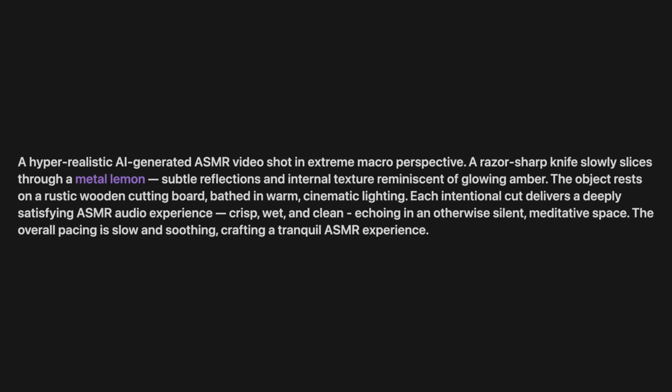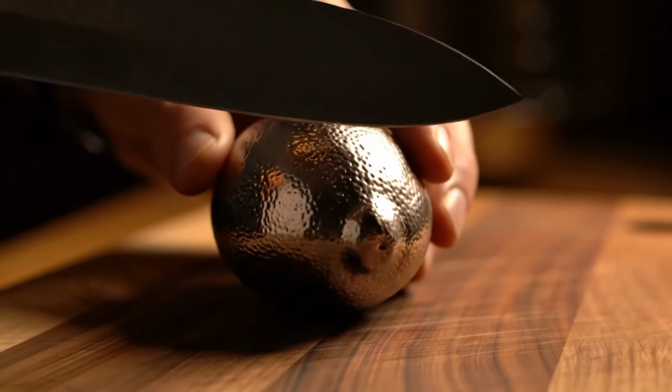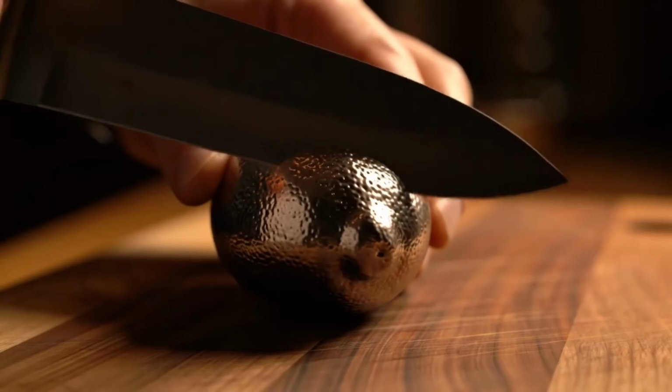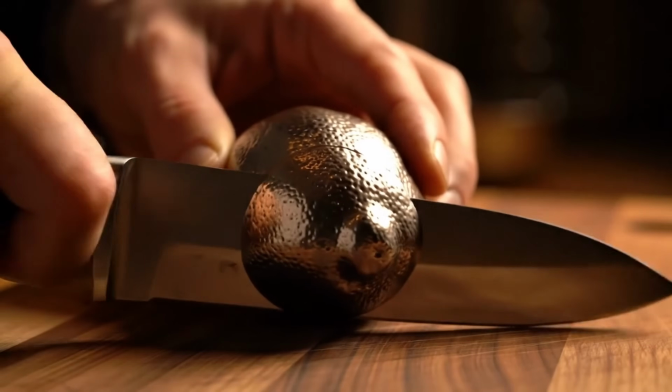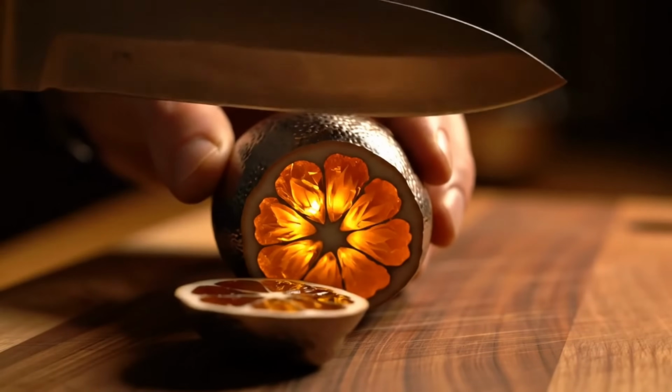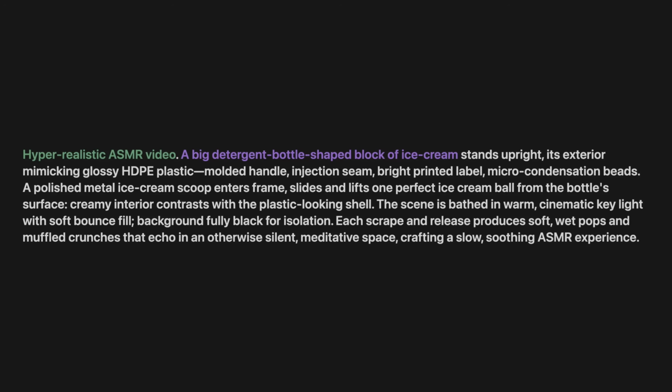You don't have to always use glass as material. You can change material just by updating the subject section in our prompt structure, and by adding metal lemon, you can produce an ASMR video with a different material. Additionally, you can experiment with alternative objects and textures.